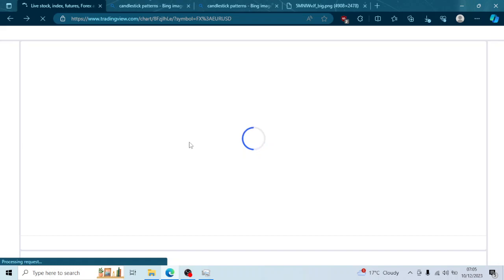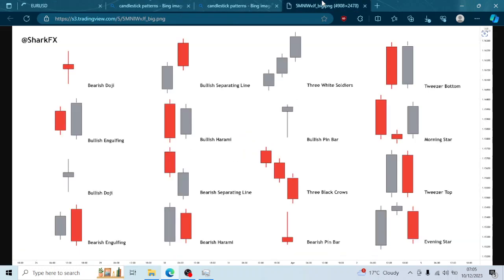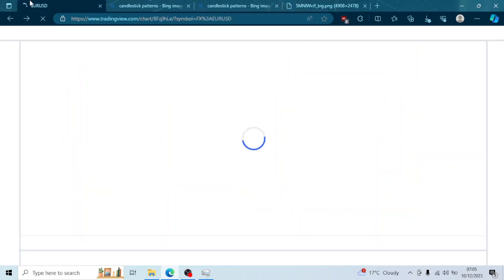Let me put it this way. I read the information behind the candles, what each individual candle is saying. What happened on that specific day, right?